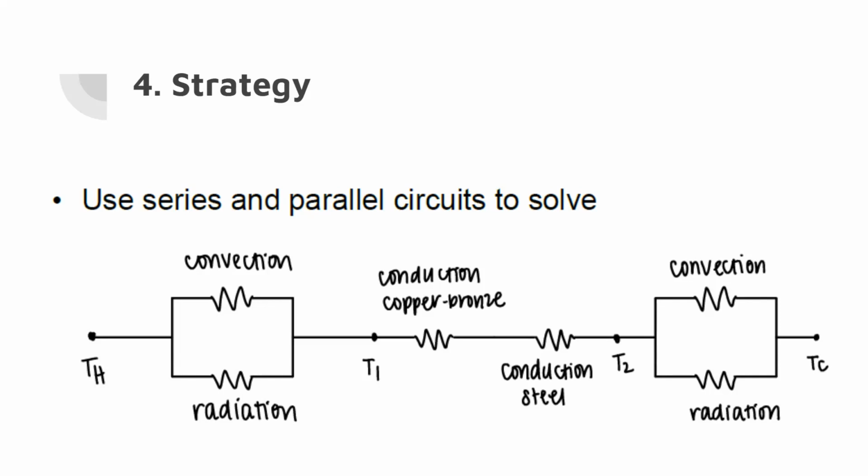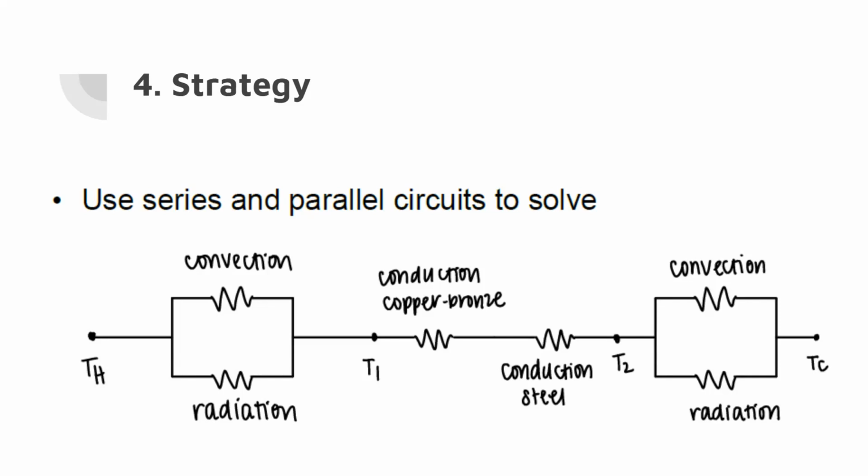And so therefore, because they are smushed together, what has to go through first the copper and then the steel, we know it's going to be a series circuit between T1 and T2. And then the final one is T2 to T cold. And this is exactly like the T hot side, where you have the convection and radiation between the same temperature. So it's parallel. And so right here, you can see the full circuit drawn out.